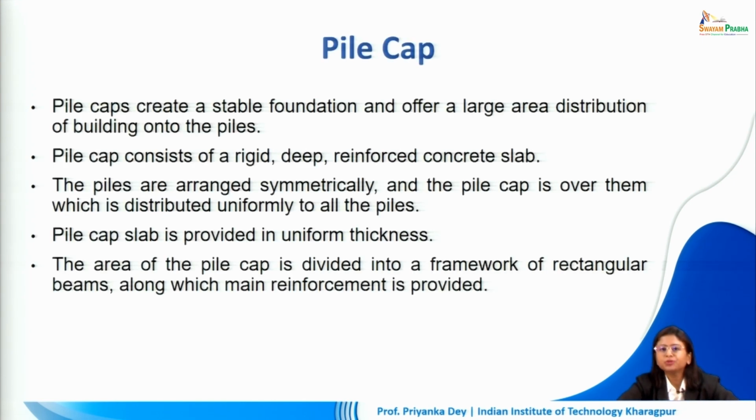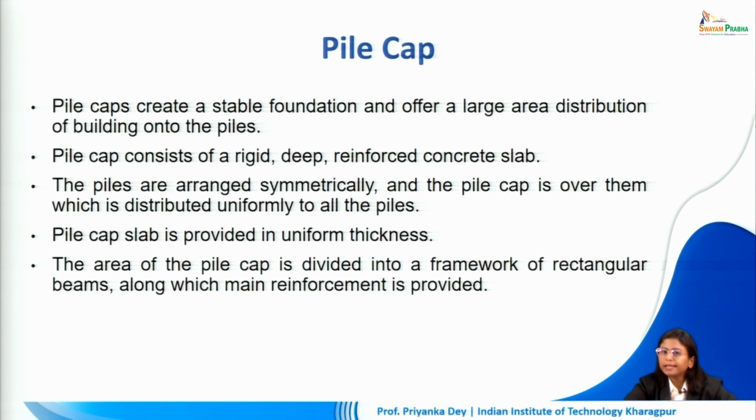Pile caps help us create a stable foundation, and they offer a larger area for the distribution of the building load onto the piles. So the load of the building, if it has to be transferred onto the pile, needs a much larger surface in between to help us do that. So this pile cap consists of a rigid, deep, reinforced concrete slab, and the piles are arranged within this cap in such a way that the load is symmetrically distributed into all of these piles. So uniform distribution of load has to be ensured from the superstructure to all the individual piles.